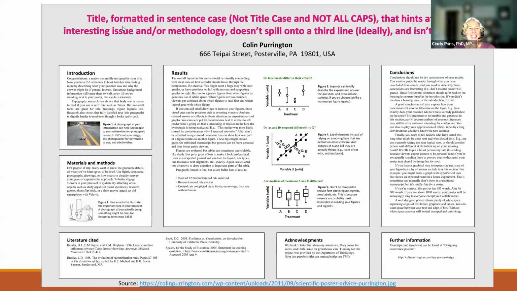Okay, so the title is formatted in sentence case. It doesn't spill onto the third line, ideally, as I mentioned. I think this person just has a problem with hot pink. I don't have a problem with hot pink. I like hot pink. So you do whatever color you enjoy as long as it's very visible. And again, just kind of showing you that this takes you through a progression of the poster. In this case, he did 3 columns, but then left this bottom area to be the extras. So the literature cited, the acknowledgments, and then any further information.